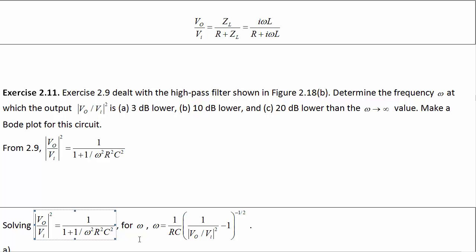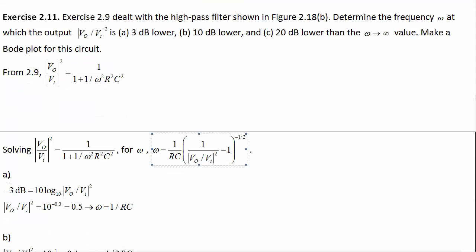Okay, so we want to know where this equation is going to give us certain values. The best way to do that is to first solve it for the frequency. Then we say, well, 3 decibels lower means that the 3 decibels is equal to 10 log 10 of this voltage ratio. That's how we define the decibel unit. So if it's 3 decibels lower, then it's negative 3 decibels output relative to the input.